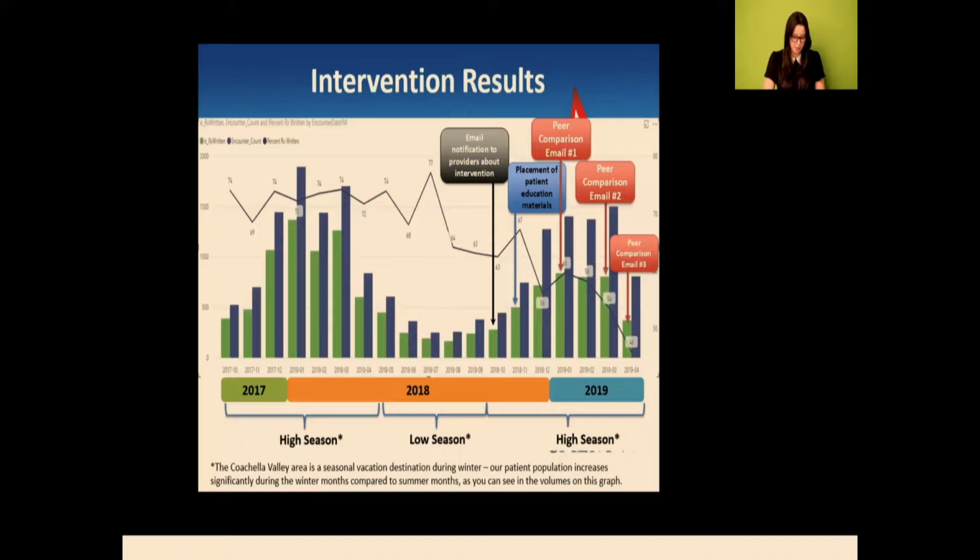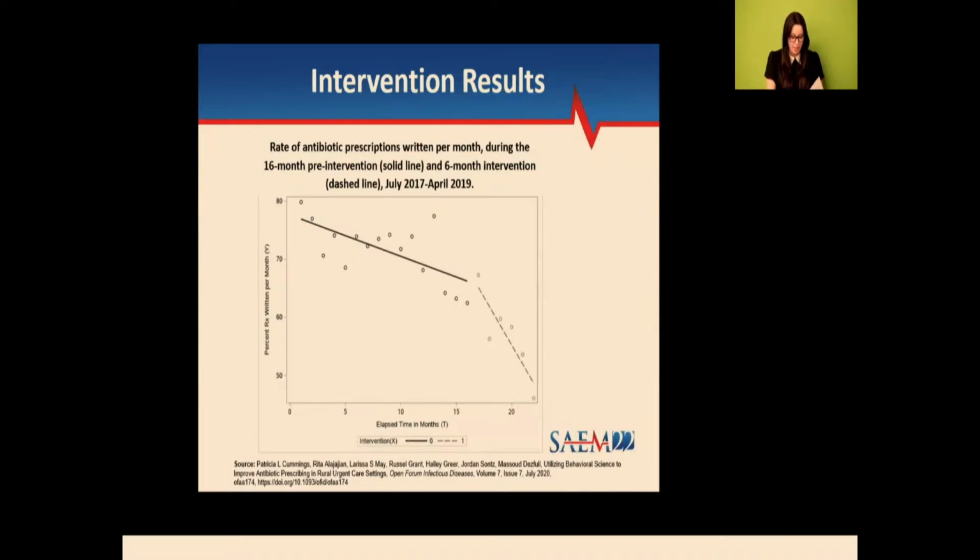And the blue bars show the number of ARI encounters or encounter count. And then the blue line there shows the percentage of antibiotics written for ARI. This metric is simply the number of prescriptions written for ARI divided by the number of ARI encounters for each month. Once the intervention was implemented, you can see the large decline over time. And we conducted an interrupted time series analysis, so you can see the 16-month pre-intervention solid black line compared to the 6-month intervention dash line at our urgent care clinics from 2017 to 2019, and the reduction was statistically significant.